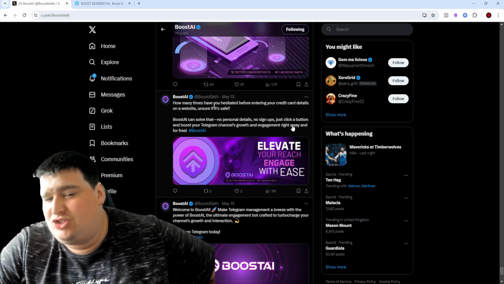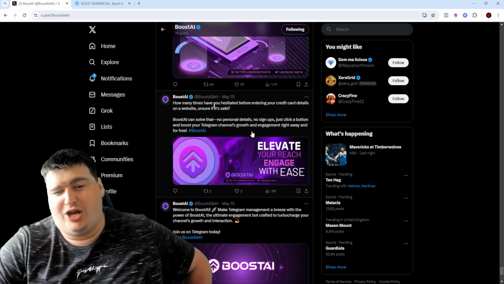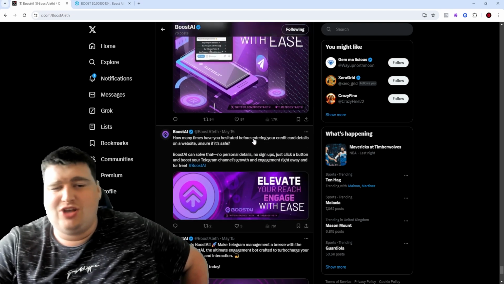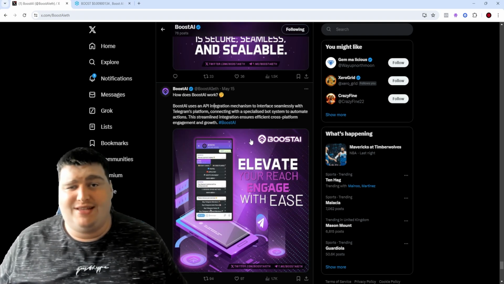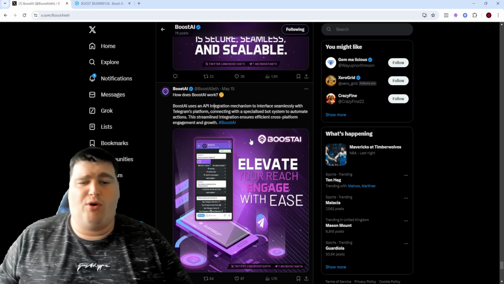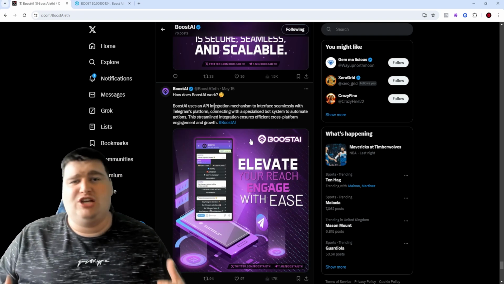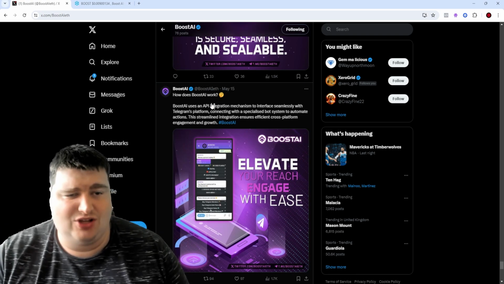No personal details, no signups. Just click a button and boost your Telegram channel's growth and engagement right away. So again, you can do crypto transactions to get the Boost AI services. You can use the Telegram bot, and essentially you can boost your engagement just by doing that. So how does the bot work?